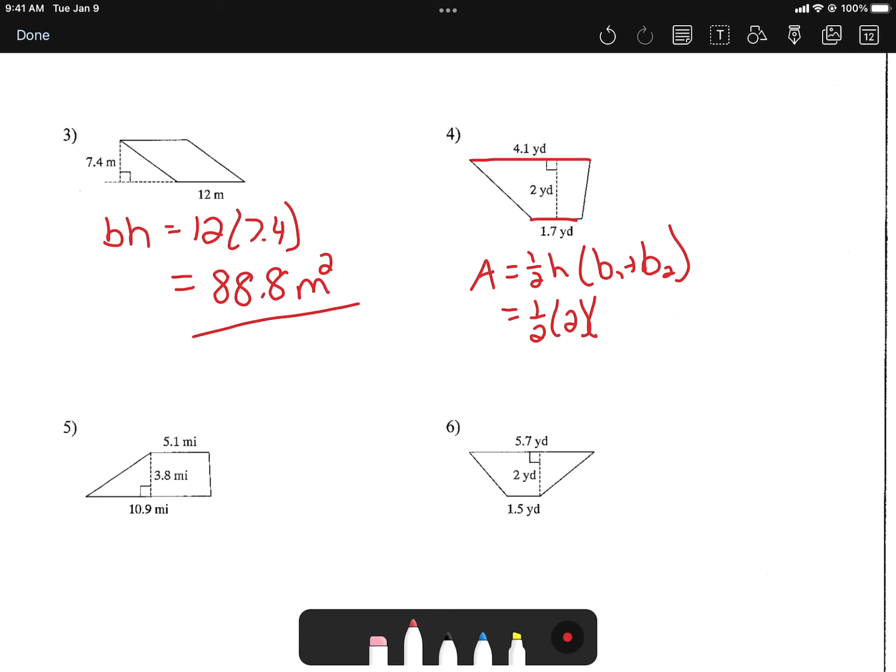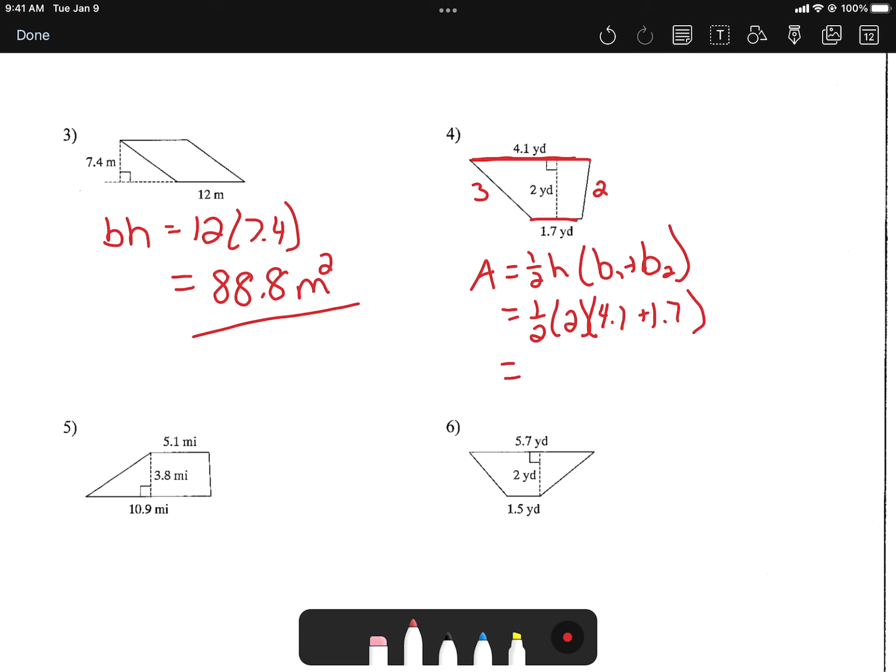Our bases are what connect it. They might give you extra information. They might tell you this is 3 and this is 2. You have to make sure you pick the two sides connected with our height. Make sure that you do that. They are always the parallel sides. So then this is 4.1 plus 1.7. It doesn't matter which is which.